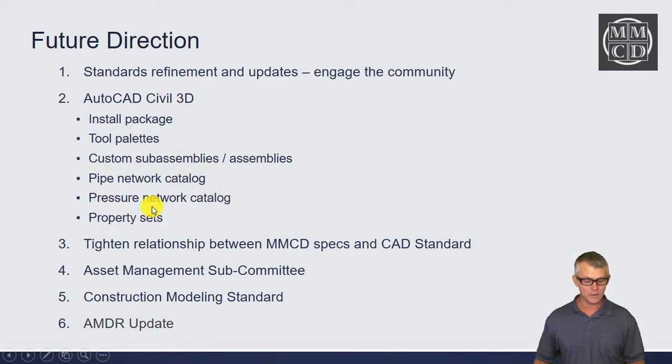And another area that we'd like to improve on is object data tables, which is old technology for asset attribution. That was in fact developed in the late 80s, early 90s by a company out of Edmonton called Canotech, which Autodesk acquired that technology. And we'd like to now move to the new AutoCAD property sets, which give us much more flexibility for attribution. I think it's also important that we look at tightening the relationship between MMCD specs and the CAD standard.